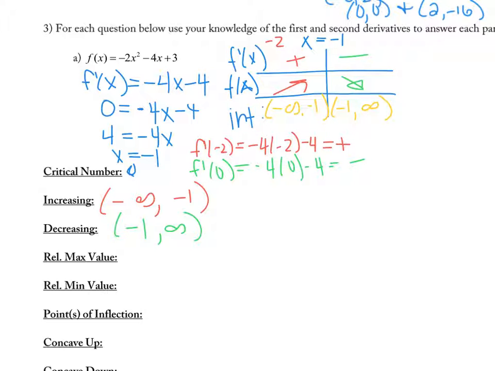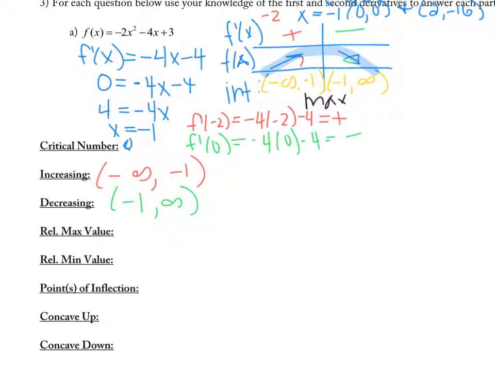Okay. All right, let's trace our graph to see what happens. Okay, that creates a mountain. So this is going to be a relative max. We do not have any relative mins. So I'm going to go ahead and mark that right away. Relative minimum value is none, because we don't have any.